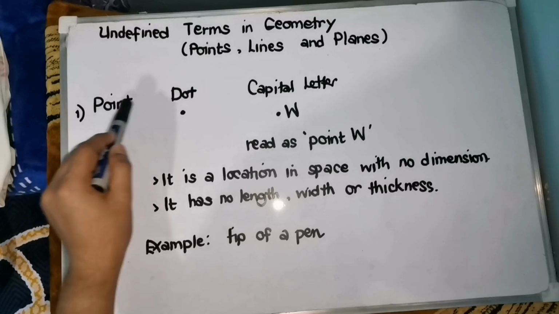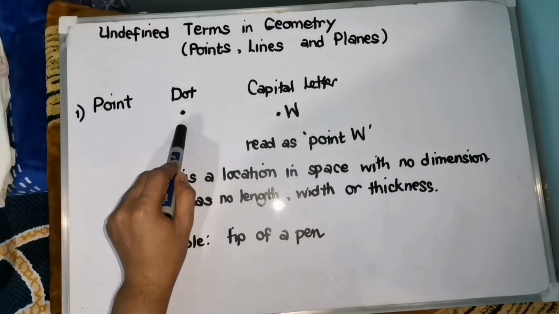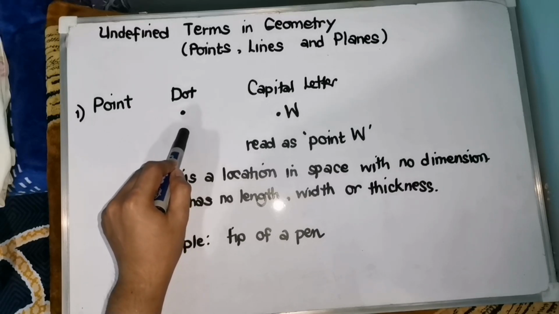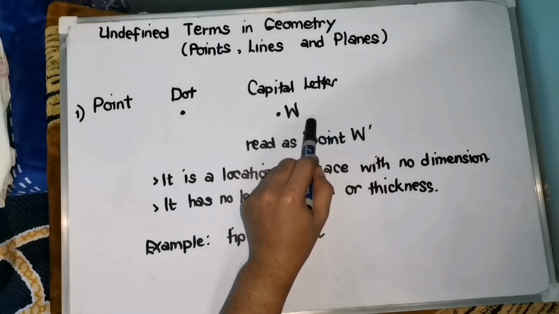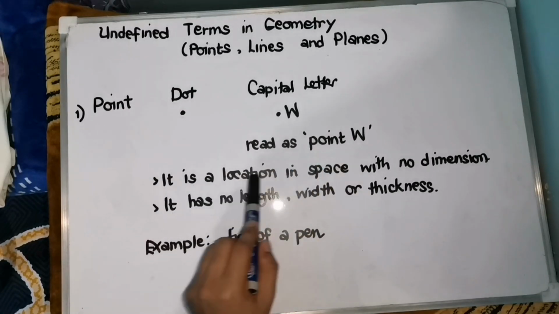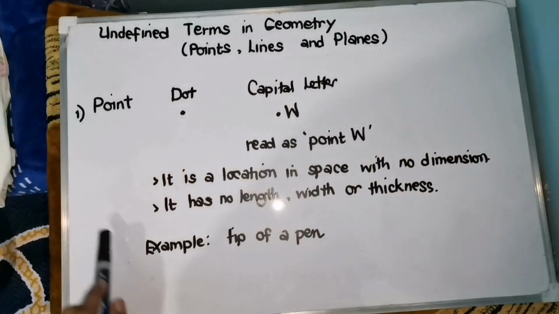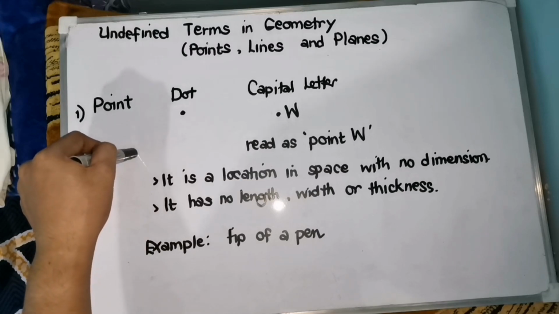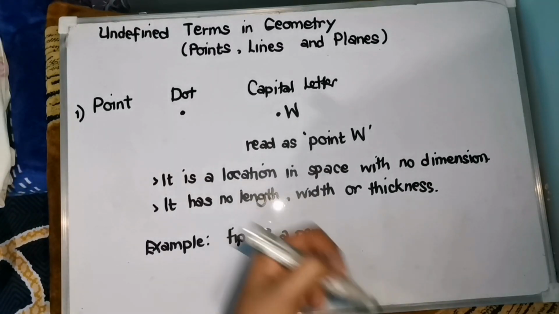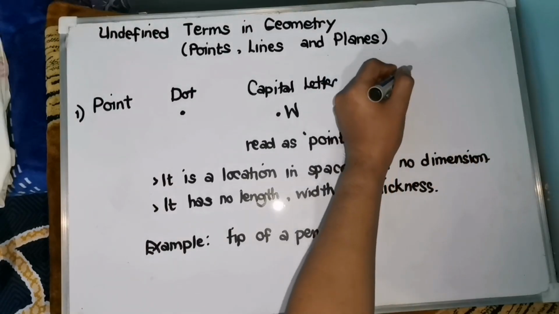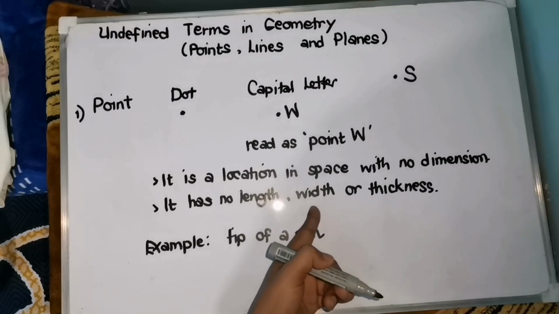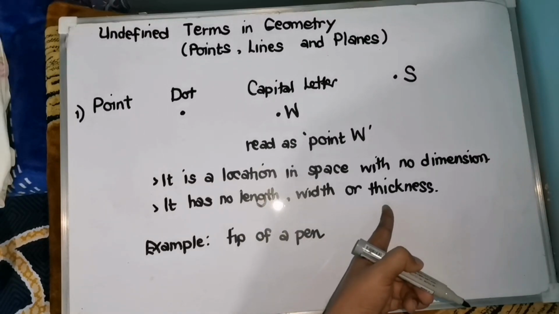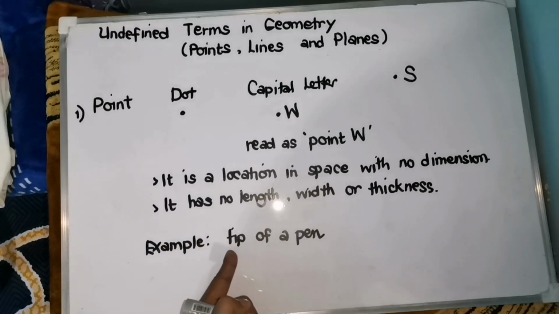So the first one is point. A point is represented by a dot, like this one. How are we going to name a point? We can denote a point by using a capital letter. For example, we have here point W. A point is a location in space with no dimension. For example, this is our space, so we can put points everywhere. I'm going to draw another point and we can name this point S. It has no length, no width, and no thickness. An example of a point is the tip of a pen.